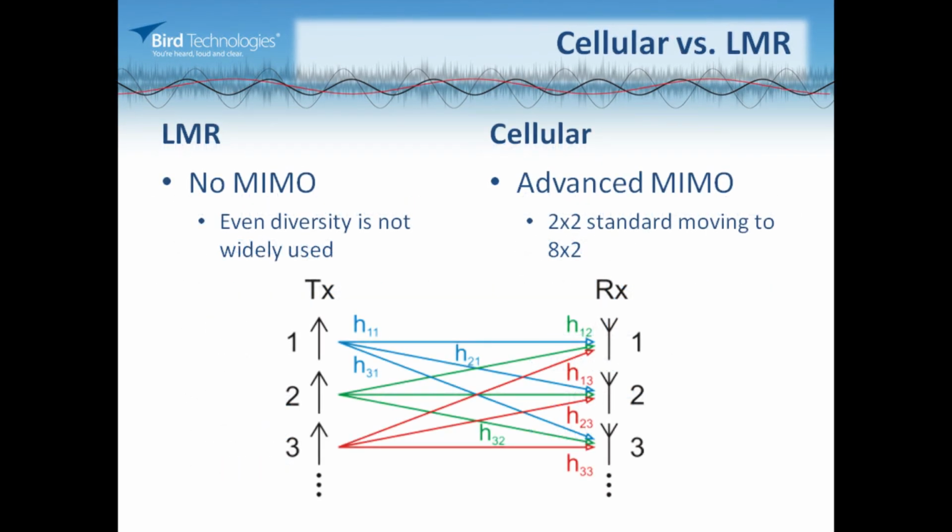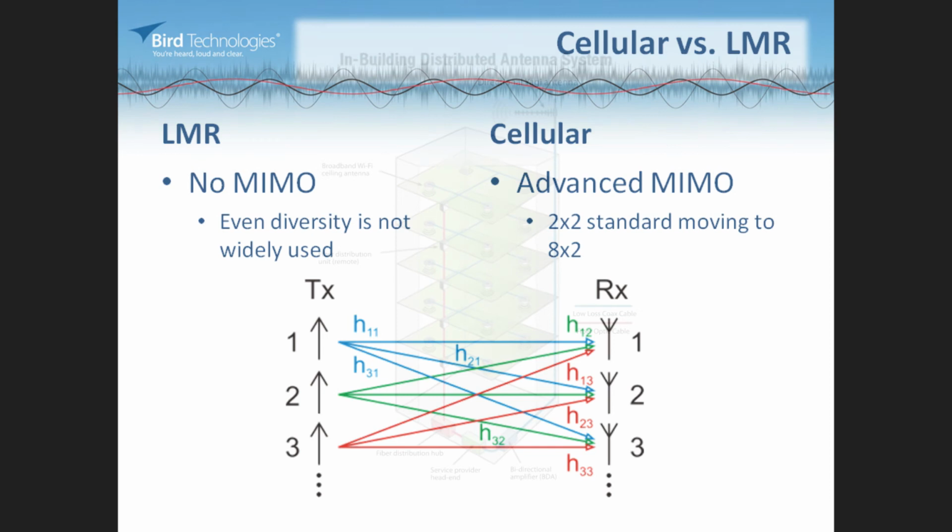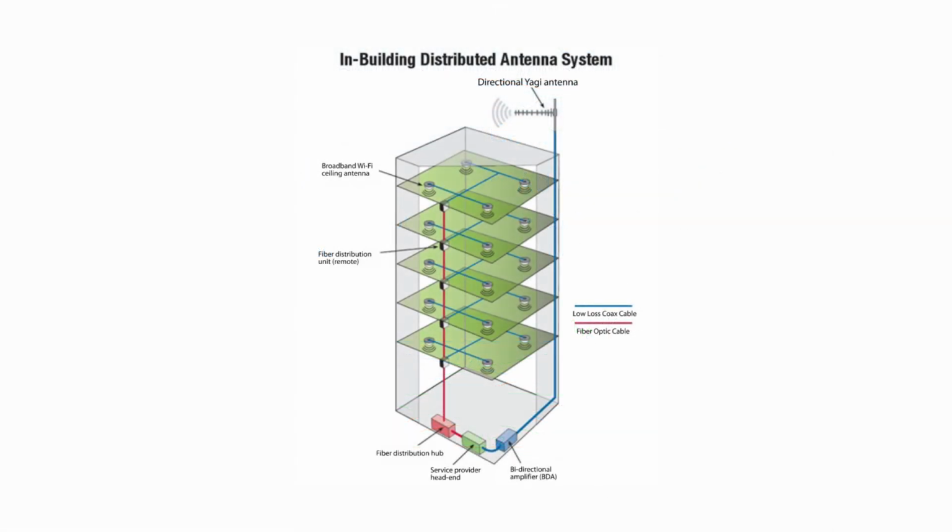Also in LMR at this point in time, there is no MIMO. Diversity is out there, but it's not really widely used. And cellular, you're talking advanced MIMO 2x2 now and going to 8x2 in the future. This drawing kind of tries to bring in maybe a little bit of both, where you've got a donor antenna pulling in your LMR public safety system, bringing it down into the base station, in this case in the basement. You've got your BTS down there for your cellular system, feeding it, then being distributed out throughout with a fiber optic network.